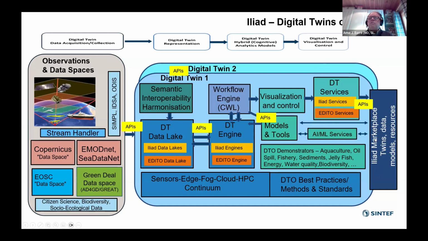In Iliad, we are also making models available in the marketplace, as well as twins and pipelines. So not only, say, a data space, but a model and a twin space, which we believe is also very valuable to be able to efficiently build the new digital twins in the future, according to the best practices, methods, and standards. So that's the introduction to the terms and the context.